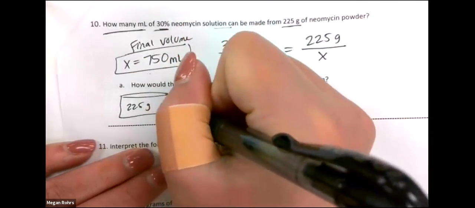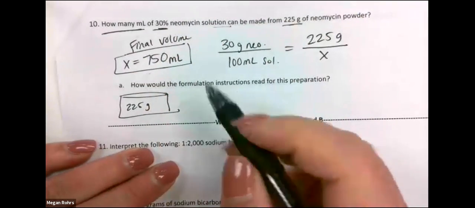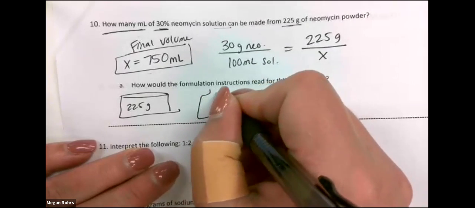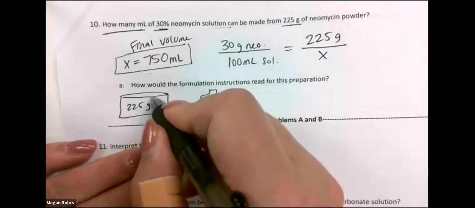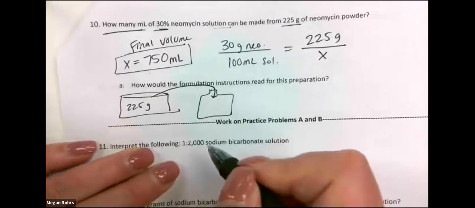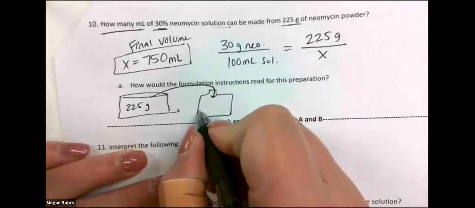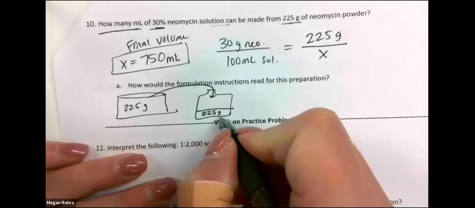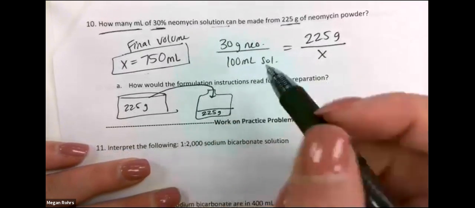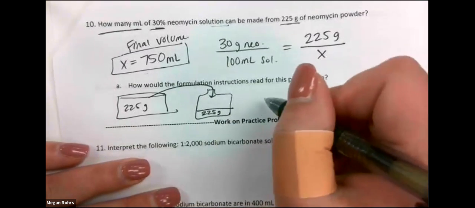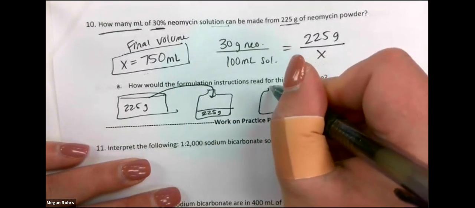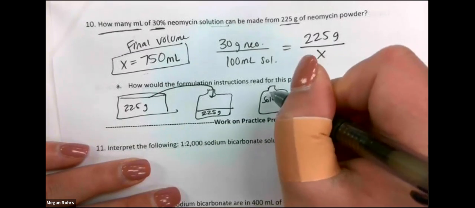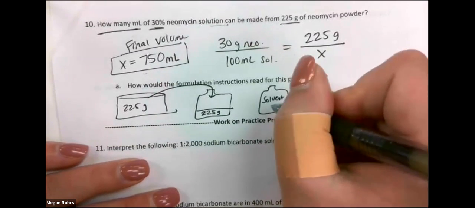So I want you to think about this visually. Let's say we add this powder. These are definitely not to scale, but we add all of our powder into our bottle. So we have 225 grams of powder. Now we know that we're going to add enough diluent, whatever that may be, or our solvent. We'll just say that this is water.